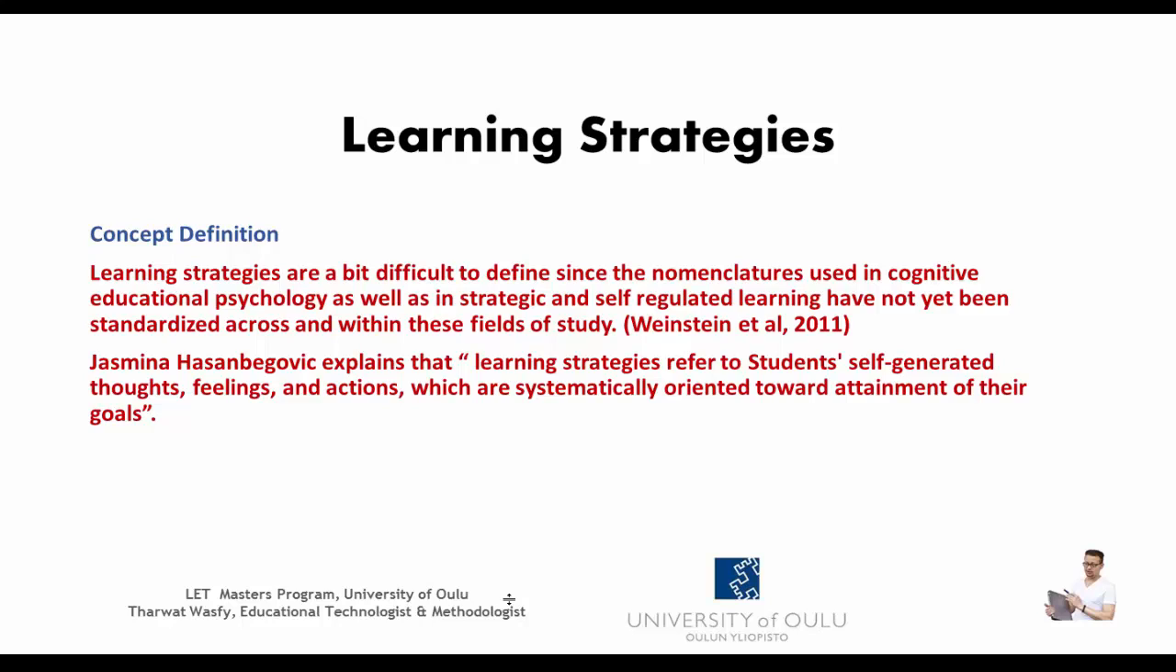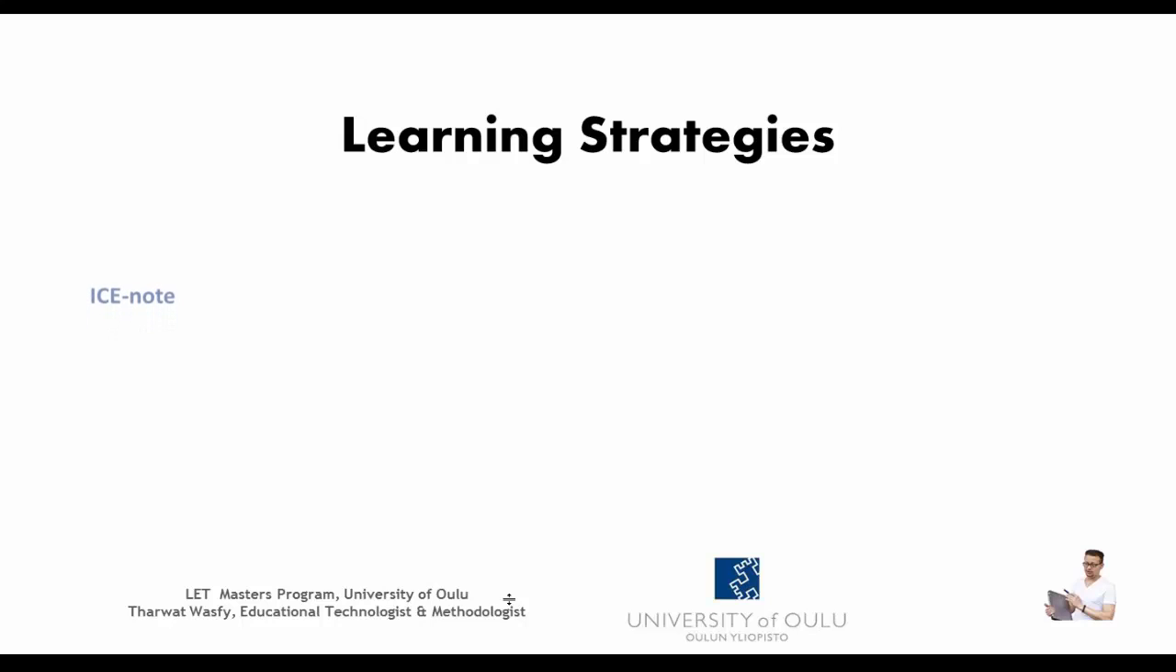She explains that learning strategies refer to students' self-generated thoughts, feelings, and actions which are systematically oriented toward attainment of their goals. Now, this definition is very common, as a lot of other researchers mention the thoughts and feeling parts next to the actions. The reason I picked this definition is that I wanted to mention in the ICE note that the lack of a standard definition has really caused difficulty in a lot of aspects of research when it comes to learning strategies.